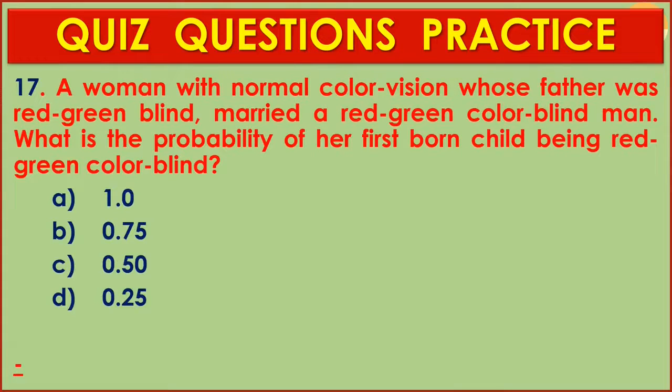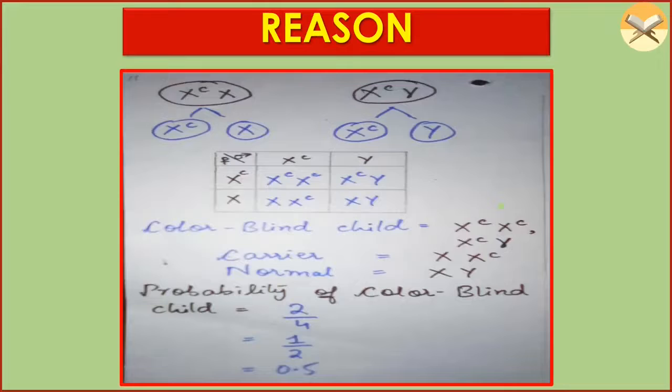Next one is, a woman with normal color vision whose father was red-green blind married a red-green colorblind man. What is the probability of her firstborn child being red-green colorblind? Options are 1.0, 0.75, 0.50, or 0.25. Correct answer is option C, 0.5.